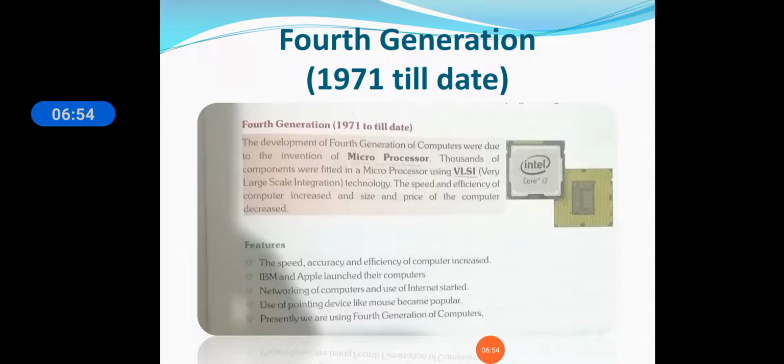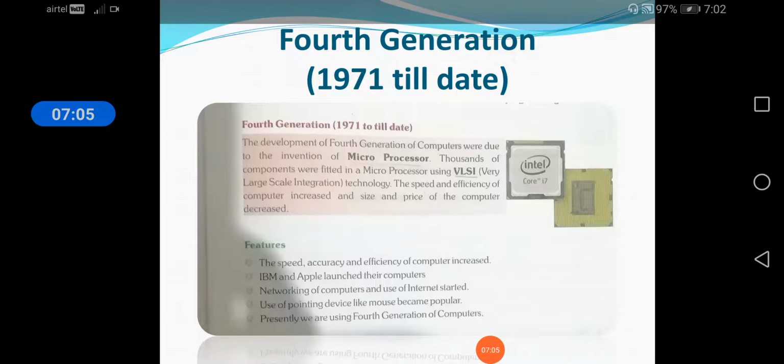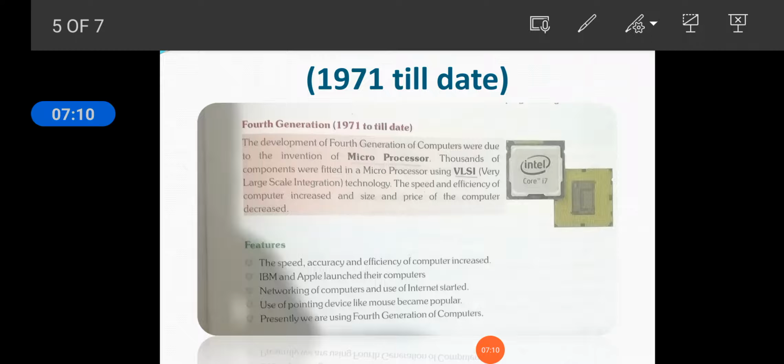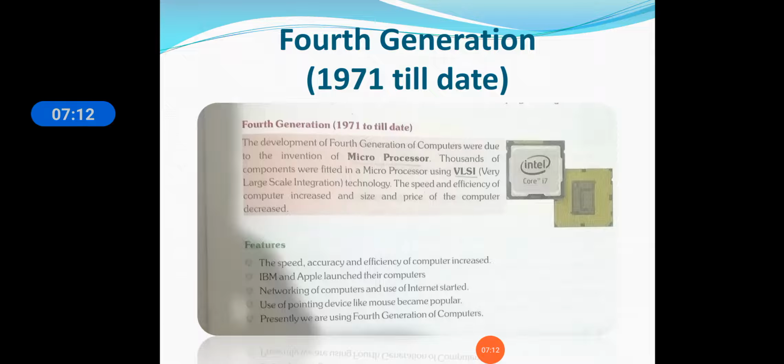Use of pointing devices like the mouse became popular. The mouse became popular due to the fourth generation. Presently we are using the fourth generation of computers. Now all the computers that you are using are fourth generation computers. Okay, so these are the fourth generation of computers introduced. Okay, these are our fourth generation computers.